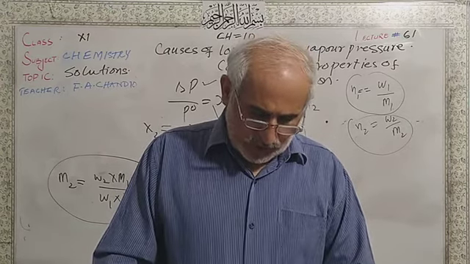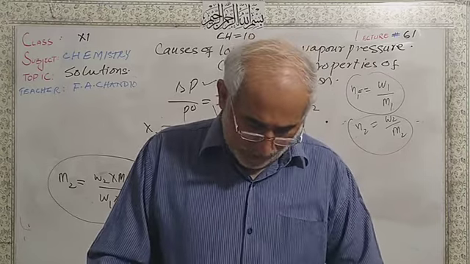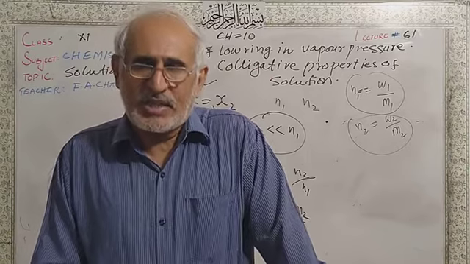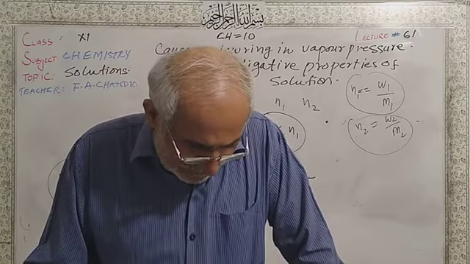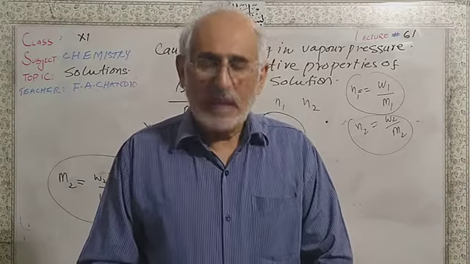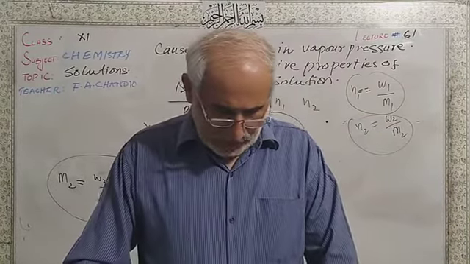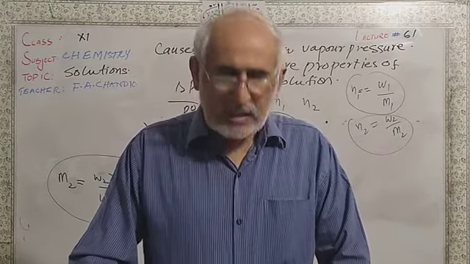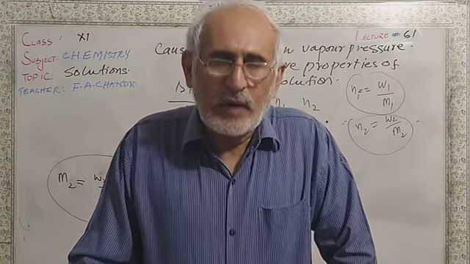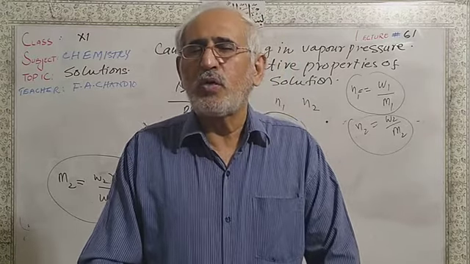W2 is 106.3 grams. W1 is 863.5 grams, you can see. And the compound is benzene, the formula is C6H6. So the molecular mass of benzene is 78 grams per mole. Then put all these values in this formula. You will get the molecular mass of the solute, 79.5 grams per mole. When you insert all these values in the formula, you will get the answer.